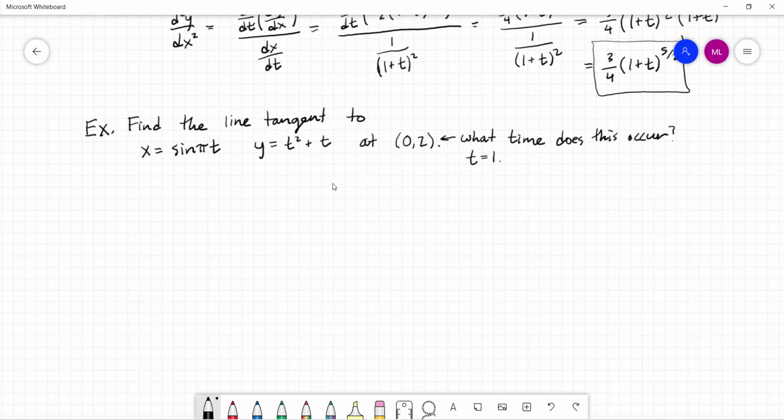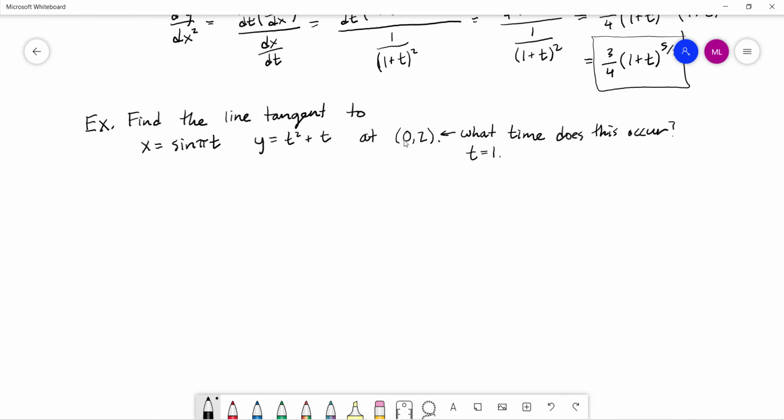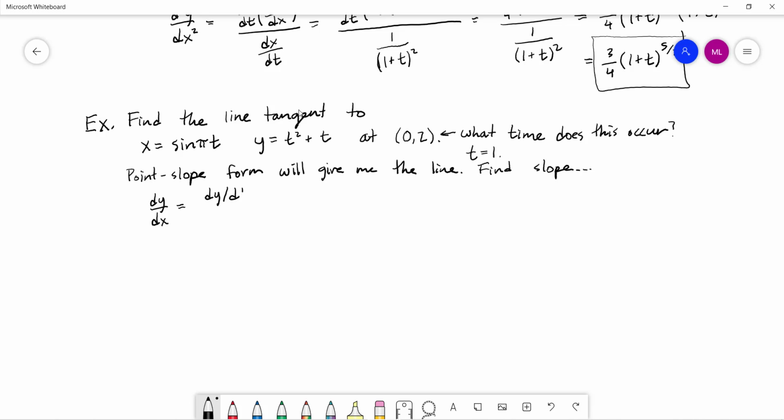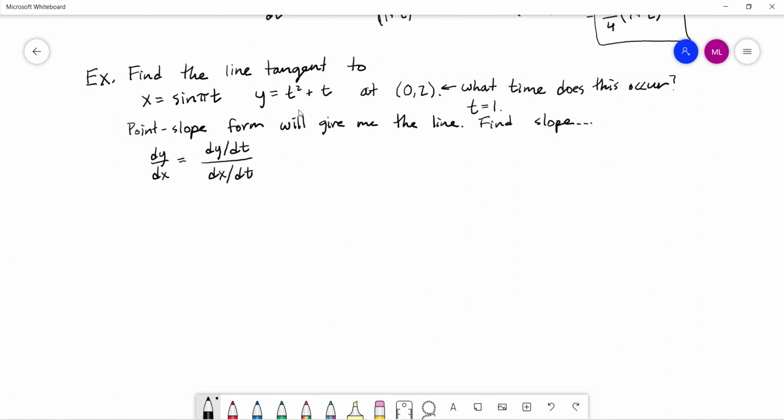So I need to figure out, I have a point, I need the slope at that point. If I know a point and the slope, point-slope form will give me the line. Again, I already have the point. I just need the slope. So find the slope. The slope is dy dx, which again is going to be dy dt divided by dx dt. So let's find those values.